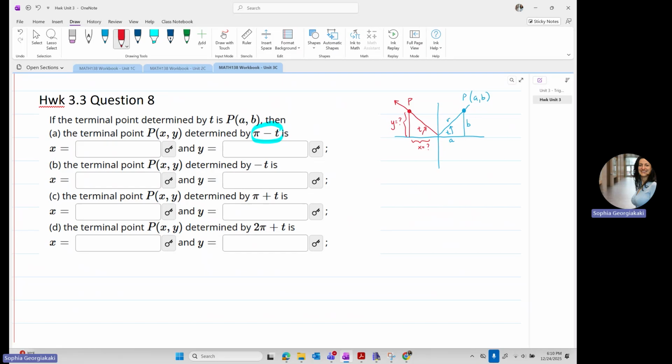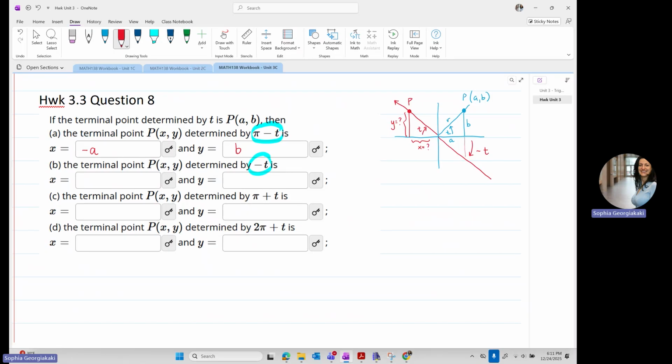So the two triangles are congruent. The x has to be related to a and the y has to be related to b. So they have to equal each other except maybe for their signs. So the y will be b, but the x will be negative a because a is positive in quadrant 1 and it will be negative in quadrant 2. Where is negative T? Negative T is in quadrant 4.